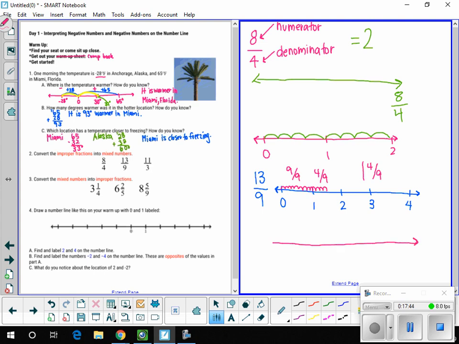Let's check it out here. So you were thinking 3 and 2 11ths? Okay, let's double check it. So we have 11 thirds. For now, let's have our number line. We'll just go to 4 again.